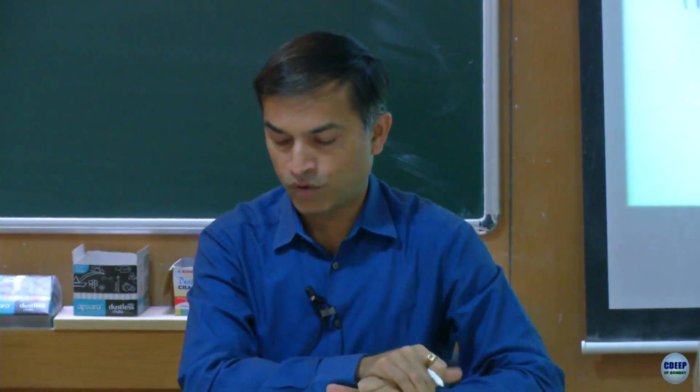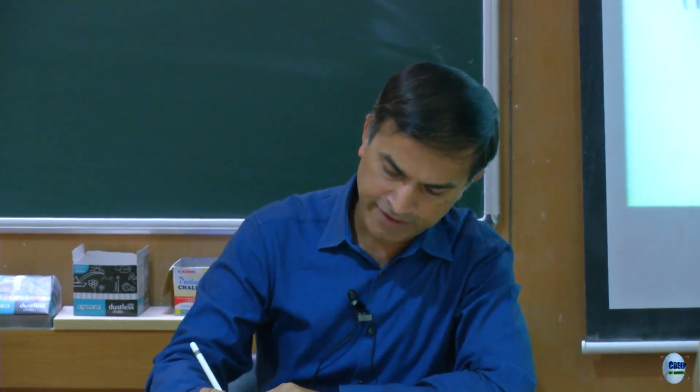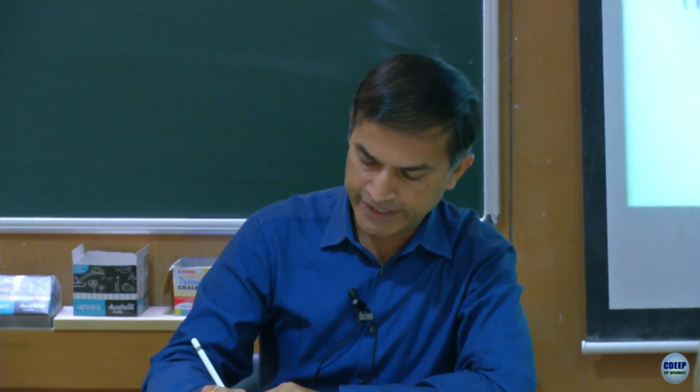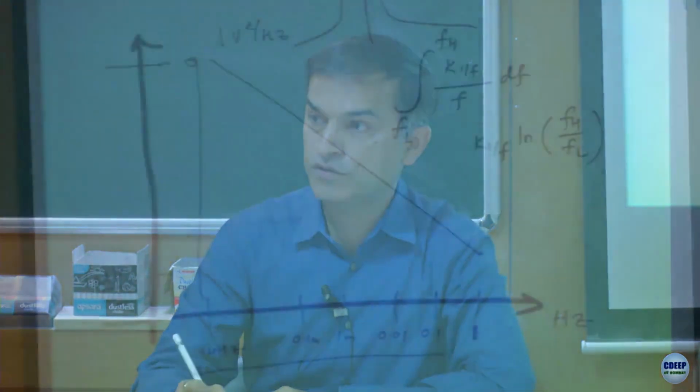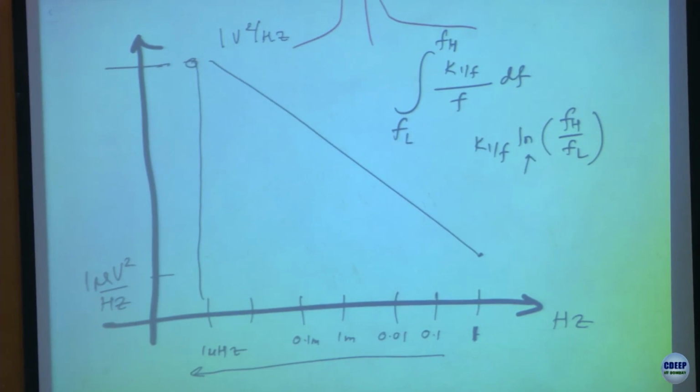And also, nevertheless, what's more interesting or important is the integrated noise. And what is the integrated noise? The integrated noise definition is K over f, with K a constant, times df, and you integrate it from f low to f high. Now, what is the value of this you are going to get? You will get K times ln of fh over fl, and this ln is your friend. Whenever you have a log here, it will reduce the impact of this ratio.